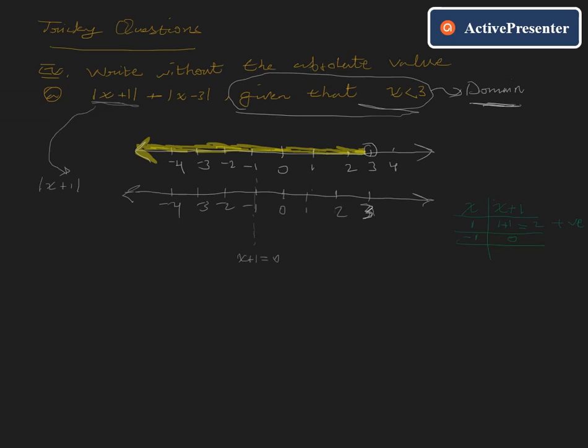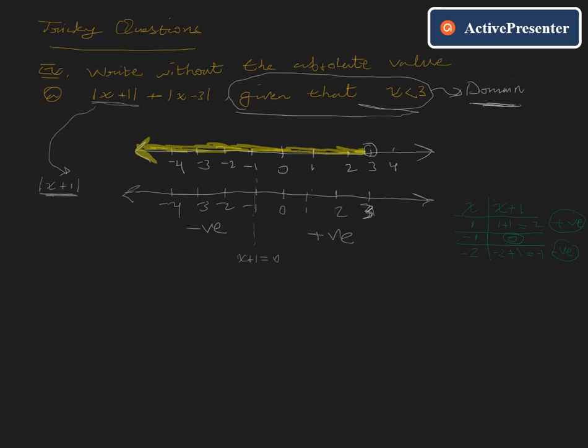So let's take now values to the left of x equals minus 1. So let's take, for example, minus 2. So at x equals minus 2, the expression x plus 1 equals minus 2 plus 1, which is equal to minus 1, which means the answer is negative. So we know when the expression is positive, and when the expression is 0, and when the expression is negative. That is, we can say for the absolute value of x plus 1, here it is positive in this area, and here it is negative.